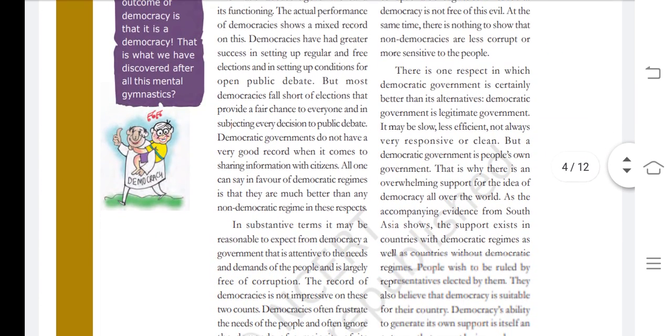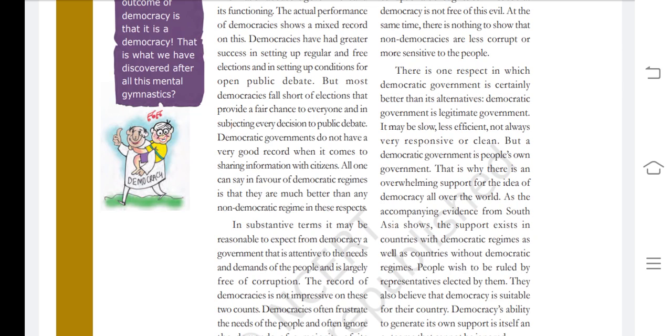Then comes responsive. Responsive means responsible. Okay, means they have to answer, they have to respond to the citizens. In a democracy, government is responsive to the demands and needs of the people. If you are talking about a democracy, government has to see what are the demands and what are the needs of the people and work according to it. Government is elected by the people to fulfill the expectations, and if government doesn't complete the demands of the people, it can be removed in the next election, right?